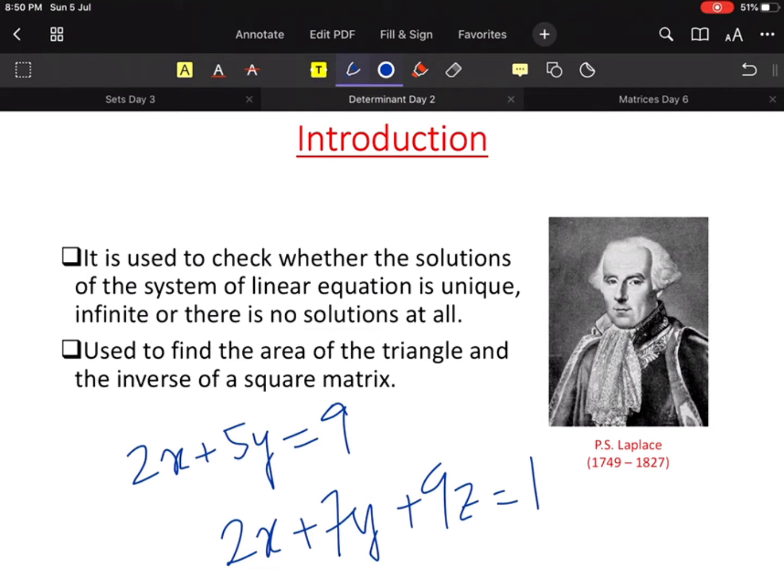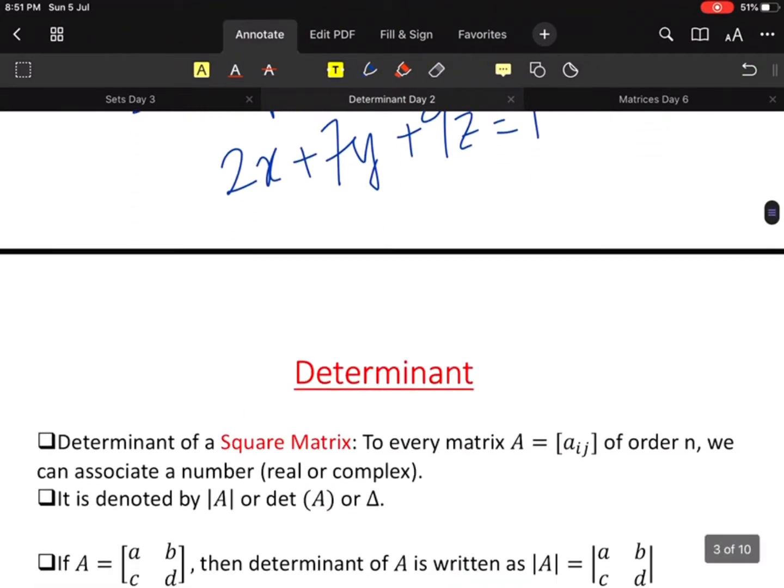Now the next use is to find the area of a triangle, which we already know is half into base into height. But here we'll learn a different method. It is also used to find the inverse of a square matrix. We already learned to find the inverse of a square matrix in our previous chapter, by elementary row operations or column operations. Clear? So let's move on to the next slide.